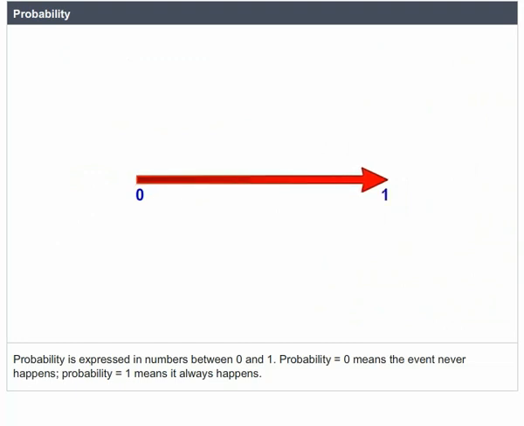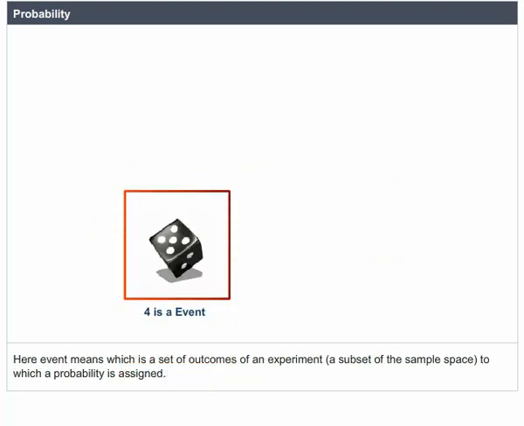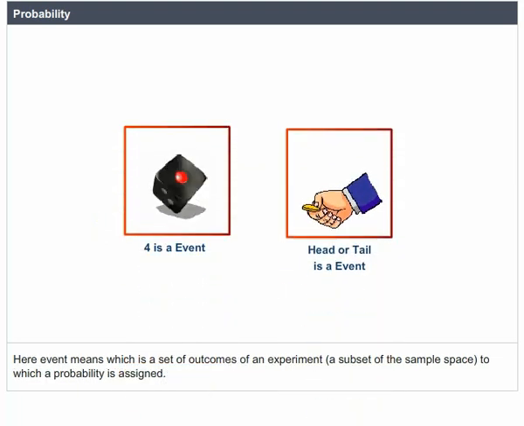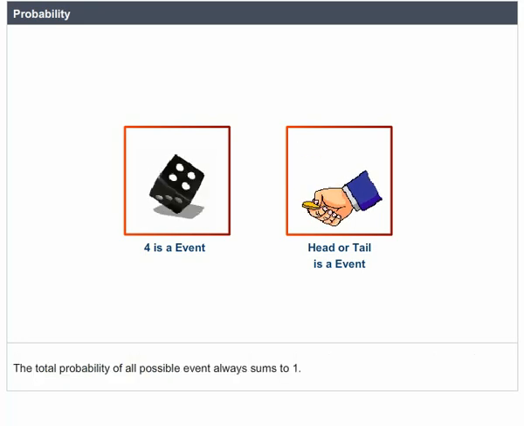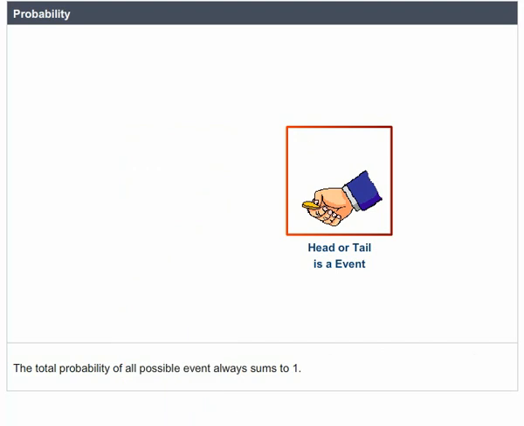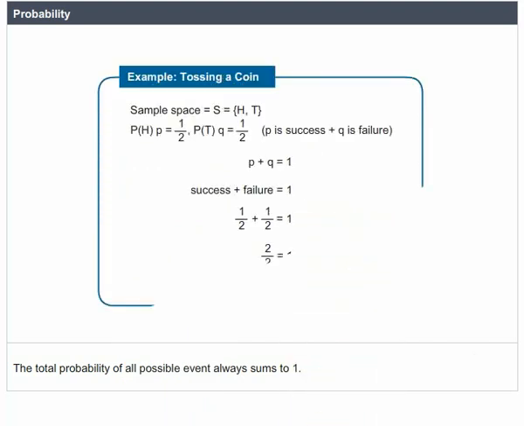Probability is expressed in numbers between 0 and 1. Probability equal to 0 means the event never happens. Probability equal to 1 means the event always happens. Here, an event is a set of outcomes of an experiment, a subset of the sample space to which a probability is assigned. The total probability of all possible events always sums to 1.